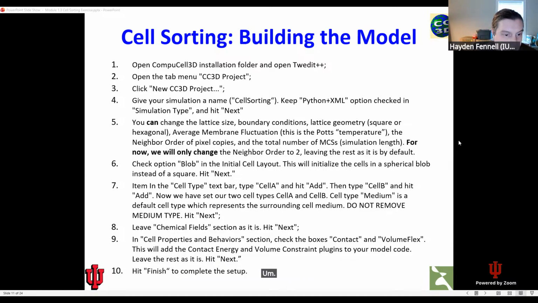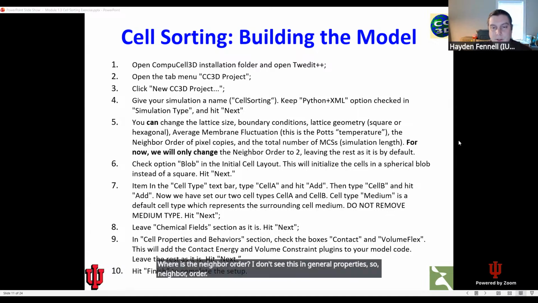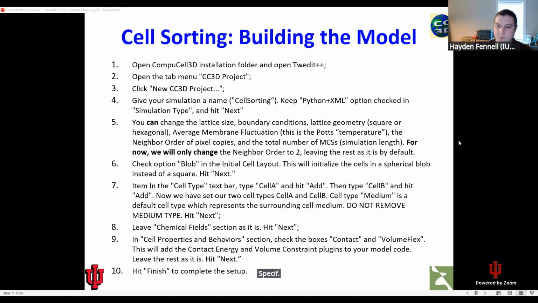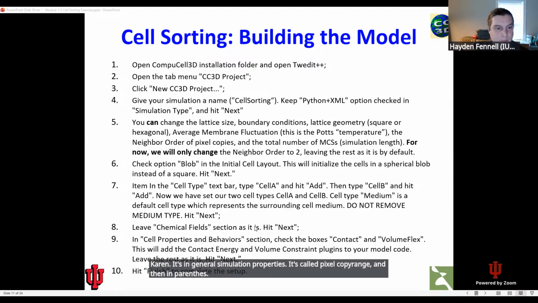Where is the neighbor order? I don't see this in general properties. So neighbor order should be in the lattice specification page, the first page of the wizard. I think it's still the first page of the wizard. Yeah, after you name your simulation, Karen, it's in general simulation properties. It's called pixel copy range, and then in parentheses, it's got neighbor order there.